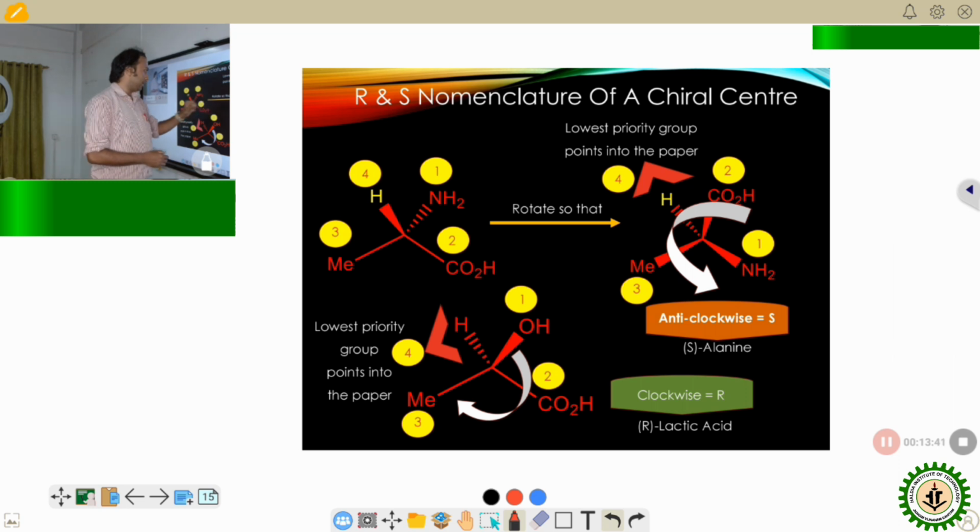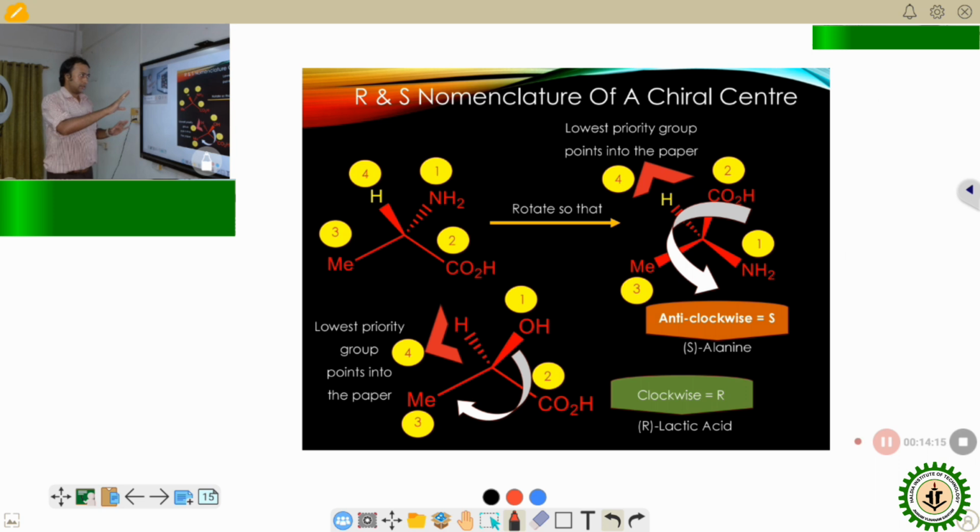Now we have to rotate in a way so that the lowest priority group, that is the hydrogen, should be behind, pointing to inside the paper. So that will be behind the plane. Okay. So if I rotate, what will happen? These 3 groups will come up. So I just rotate like this. Okay. So hydrogen is going back, right? And this is coming up. So CO2H comes up, and then Me comes up, and then again this NH2 comes up. So these 3 come over the plane, and hydrogen goes behind the plane.